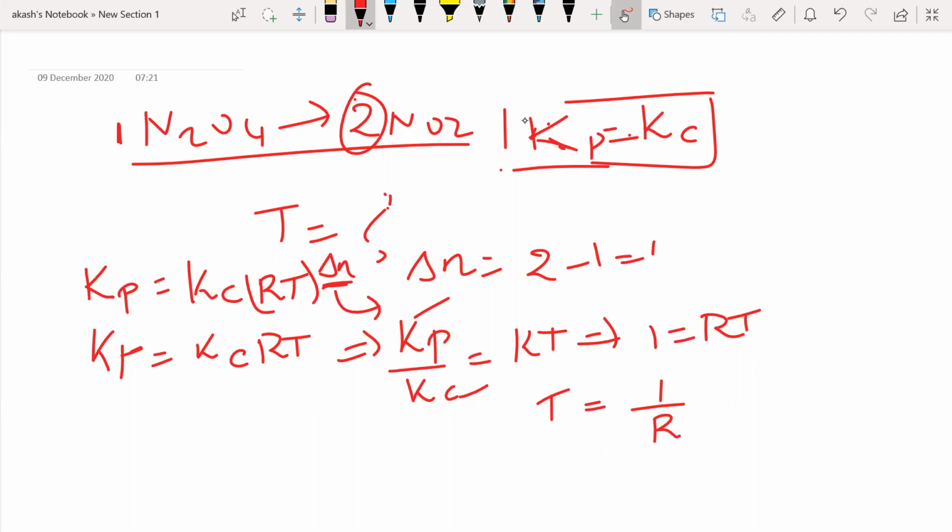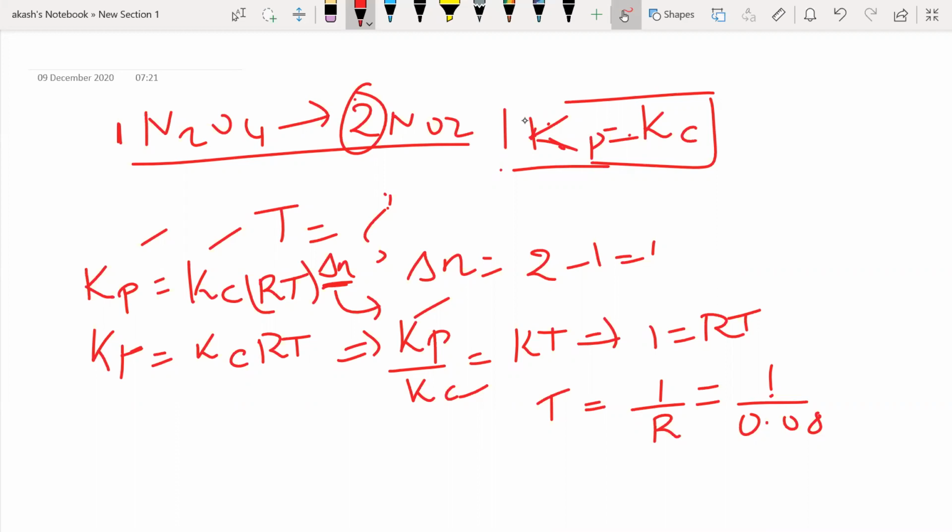Now what value of R should I substitute is the question. It's pretty simple. Since you're using liters and atmospheres, Kp will be in terms of atm and Kc in terms of mole per liter, so you're using liter atmosphere. Obviously the R value is 0.0821. So the answer to this question would be 1 divided by 0.08 approximately. What will be 1 divided by 0.08? If I write it as 100 by 8, it would be 12.5. Yeah, 12.5.